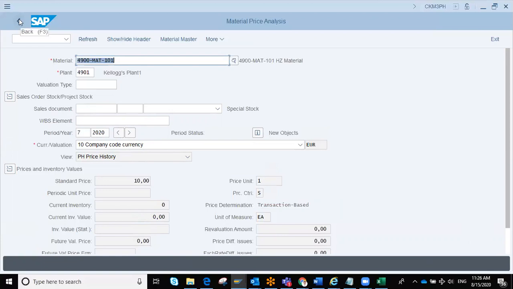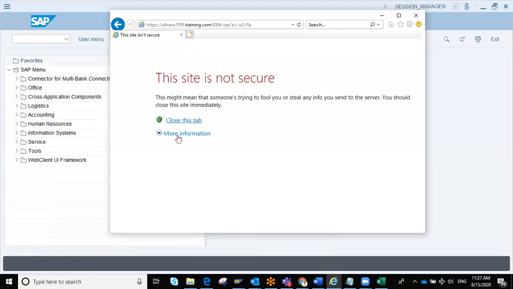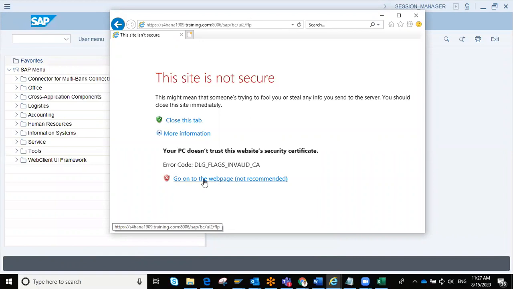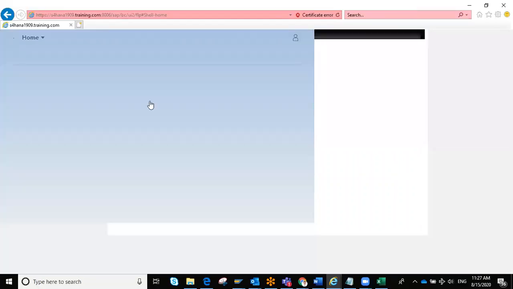Okay. Now, Fiori apps. Let us go to the Fiori apps. So this is the transaction code for Fiori app to go directly from SAP GUI 1909 on-premise version. So let us go for Fiori app. So you should enable it. You can open this Fiori app.